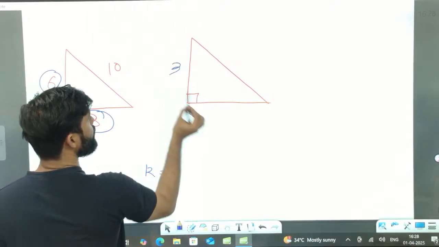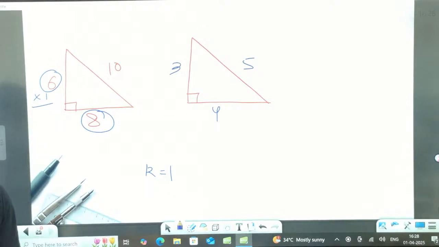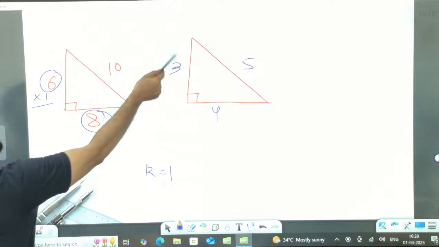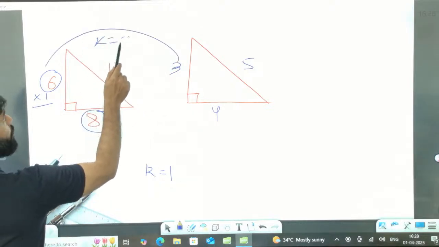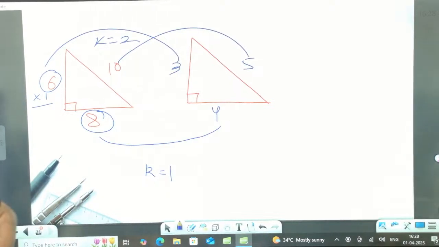If this is 3, 4 and 5. Now tell me, are they similar? Yes, they are similar. And the K factor is 2. 2 and 2. Okay? Understood now? Any problem in this? No?